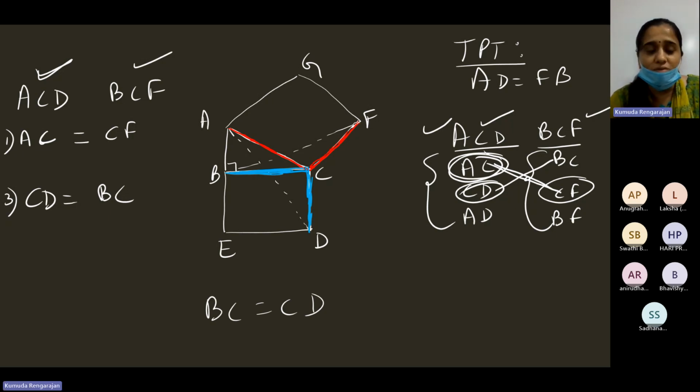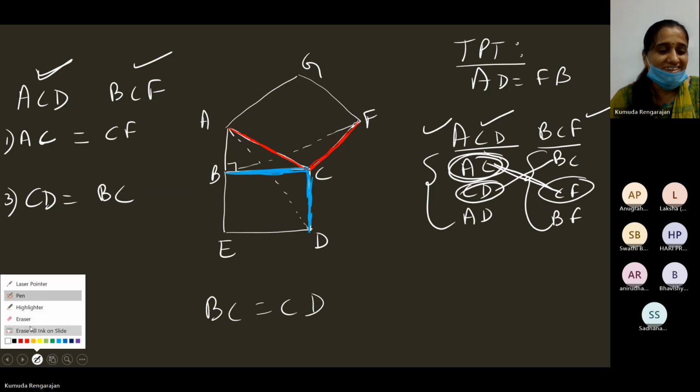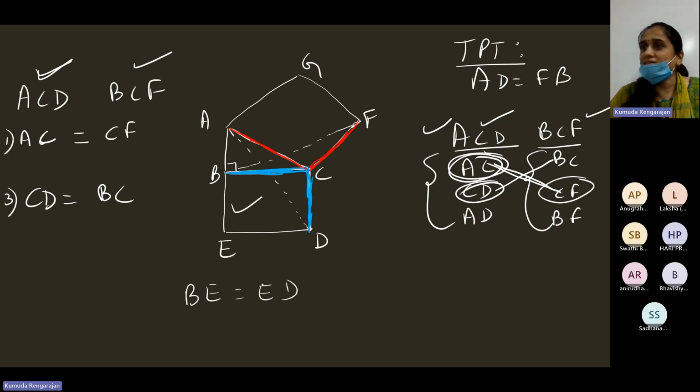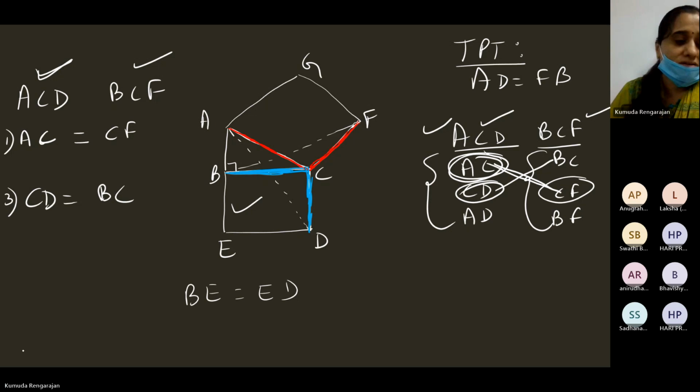Sorry, I was about to say this one by mistake. If you simply say, okay, this is a square, this is a square, so BE is equal to ED, correct. But that's not useful here. This information is not useful here. Simply writing three equalities is not sufficient.